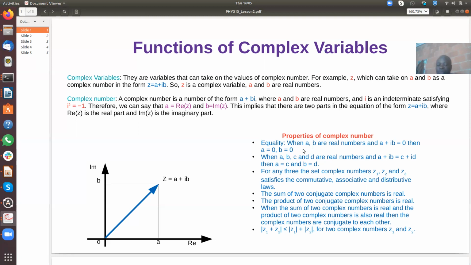We also tried to look at when you have sets of complex numbers. How can you take care of them? What are the types of operations you can perform on them? So we discussed commutative, associative, and distributive laws. We also looked at when you have a complex number and you find its conjugate. When you add them together, what is it going to give you? We were able to establish that it will give us a real number.